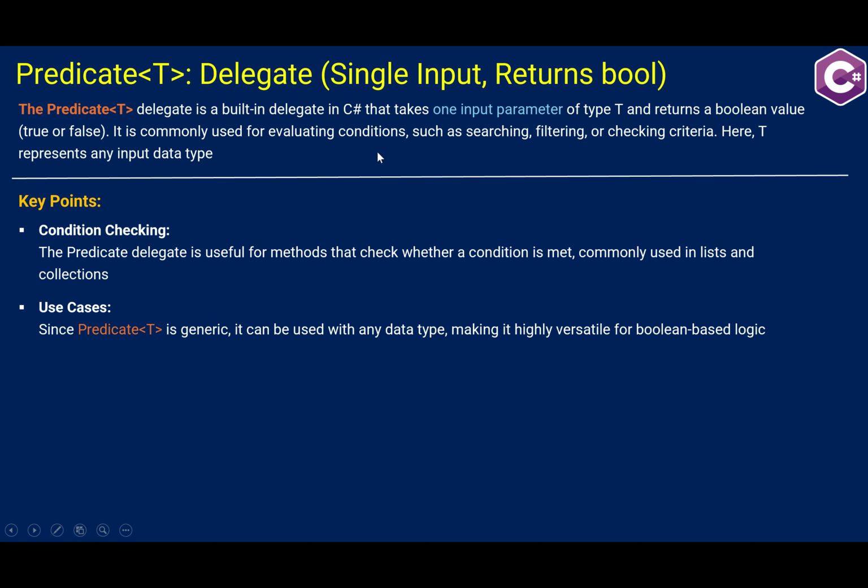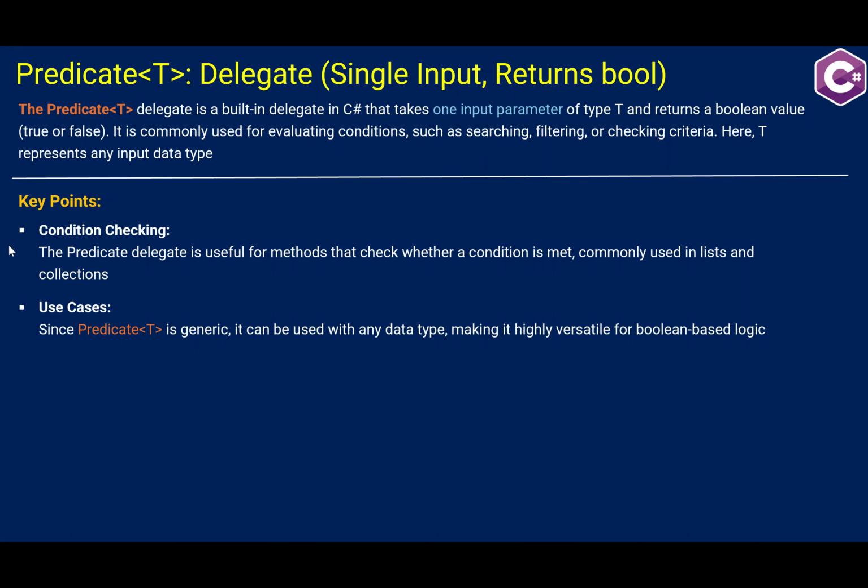So that means the predicate is a C# built-in delegate which always expects one input parameter, only one input parameter. That input parameter could be anything, and it always returns a Boolean value. Okay, so what does that mean? Predicate is expecting only one input parameter. And once you design the predicate along with an anonymous method, that anonymous method should return a Boolean value. In those situations you have to use the predicate delegate.